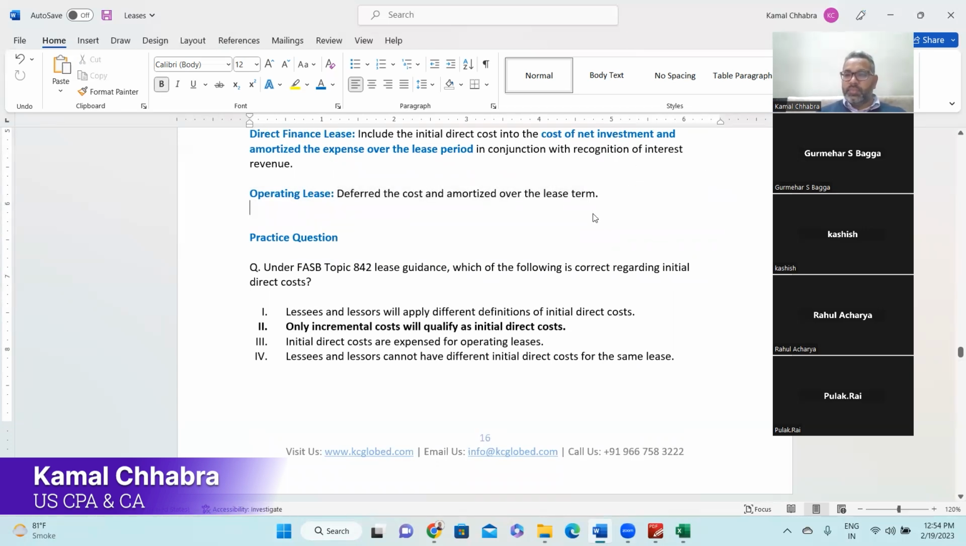Guys, are you with me? Okay, last option. Lessee and lessor cannot have different initial direct cost for the same lease. The answer is no, right? So that is the reason the second option is right.